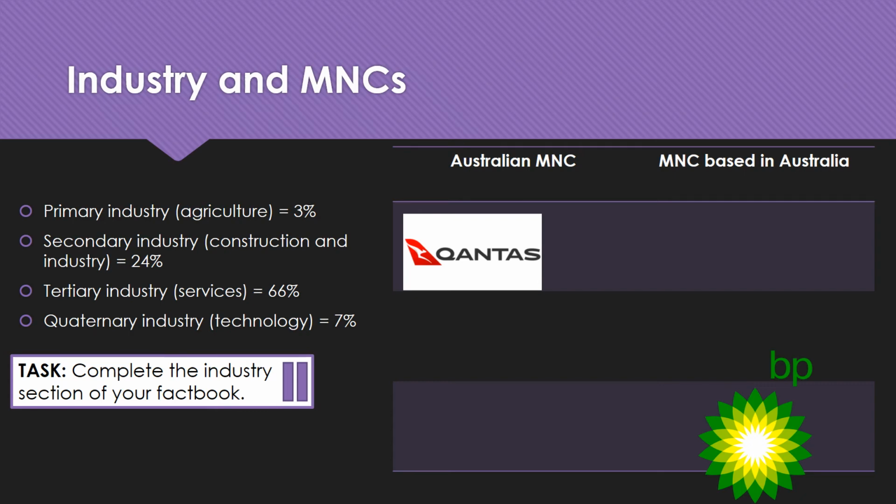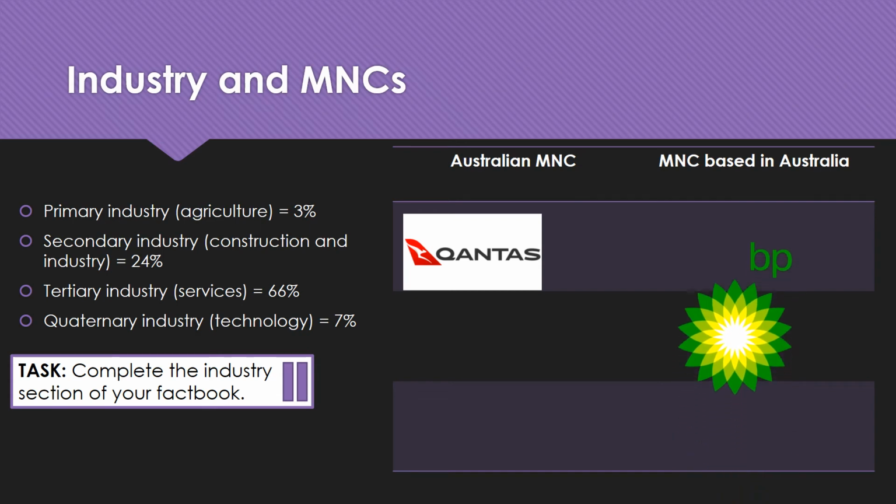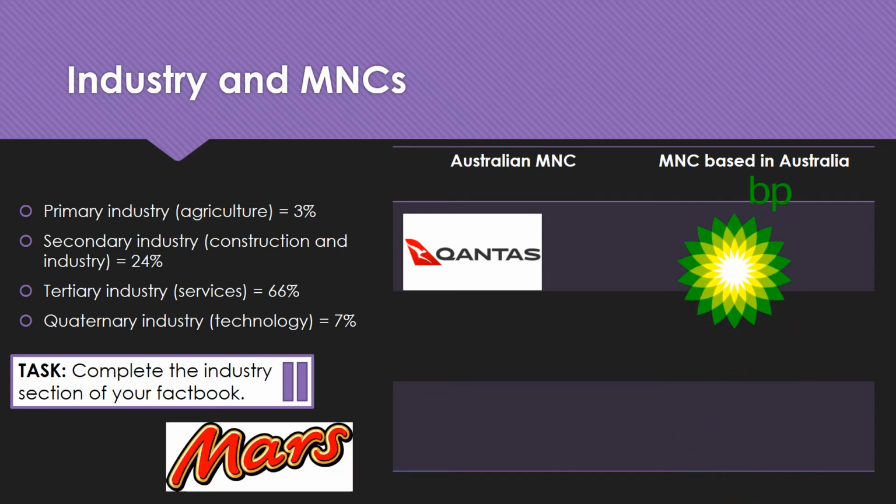Okay, next up is BP. BP are an oil firm. You've probably seen petrol stations out and about. So do you think that they are an Australian company or that they're from elsewhere but have offices and things in Australia? So BP actually stands for British Petroleum. So BP is not an Australian company.